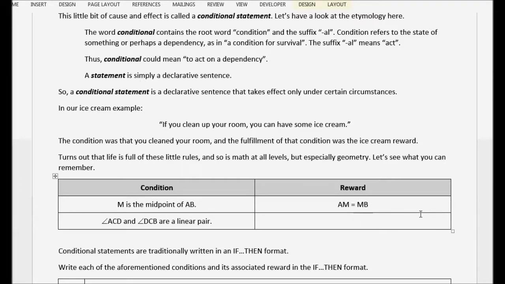Or perhaps we have a statement like angle ACD and angle DCB are a linear pair. The reward for that statement is that angle ACD plus angle DCB is equal to 180 degrees, a cause and an effect.